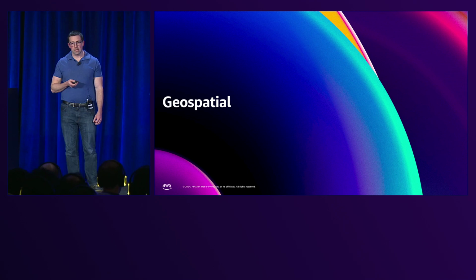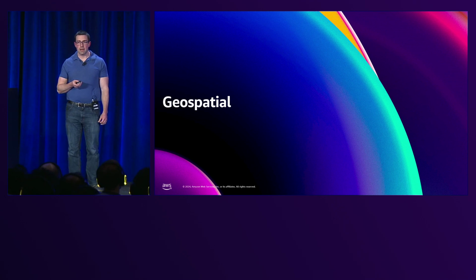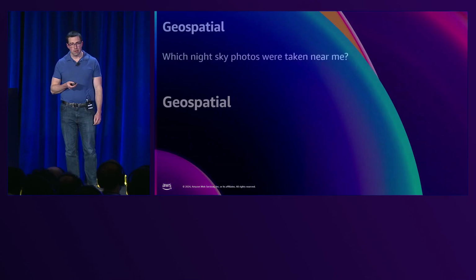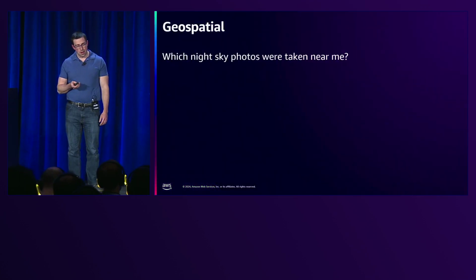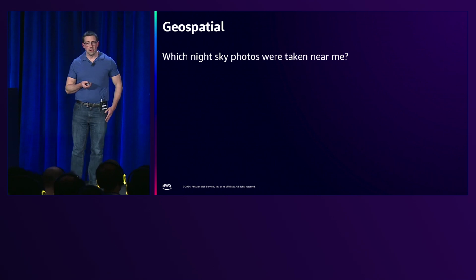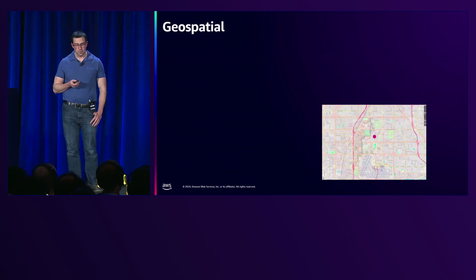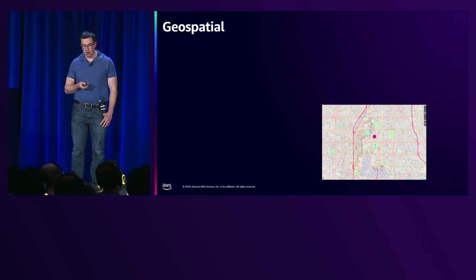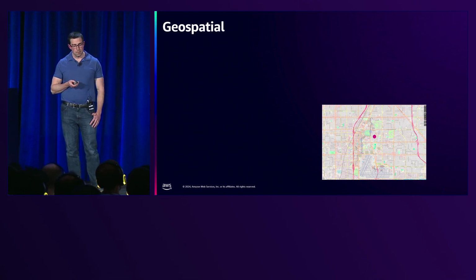So let's move on from real-time analytics to talk about some of the geospatial capabilities of the Valkey engine and how you can leverage that in this example application. So let's say we want to answer questions and be able to display to users in our marketplace what night sky photos were taken near them from their given location. In this case, we have a map here of Las Vegas and us roughly on the Las Vegas Strip.